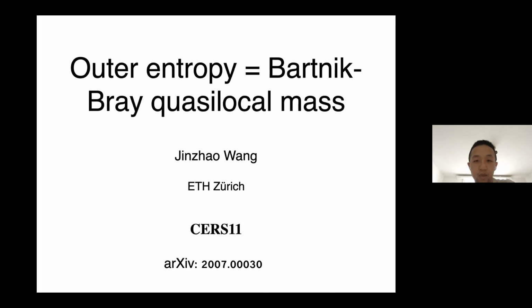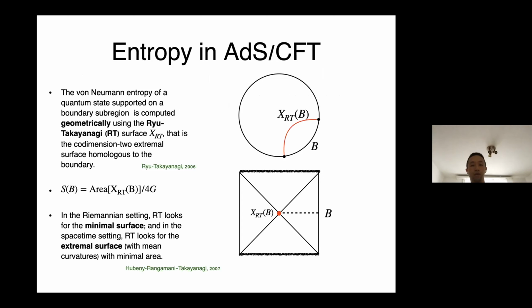So I'll start with something that is quite important, at least recently in high energy physics, in particular in the field of AdS-CFT. Roughly speaking, there we would like to know how to compute entropies in a geometric way. This is following the theme of Bekenstein-Hawking entropy, where we know the entropy of a black hole is characterized by an area law. And can we generalize that? And in 2006, Ryu and Takayanagi realized that this can be done.